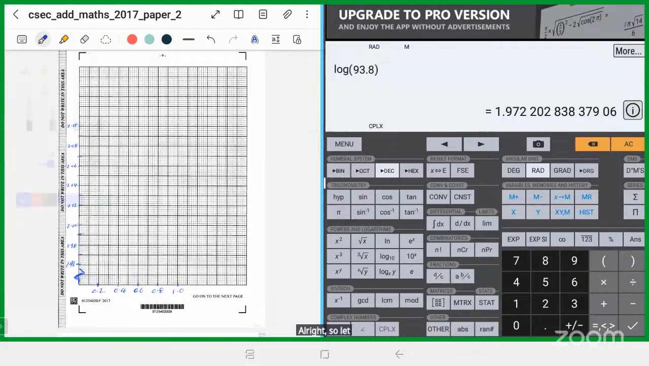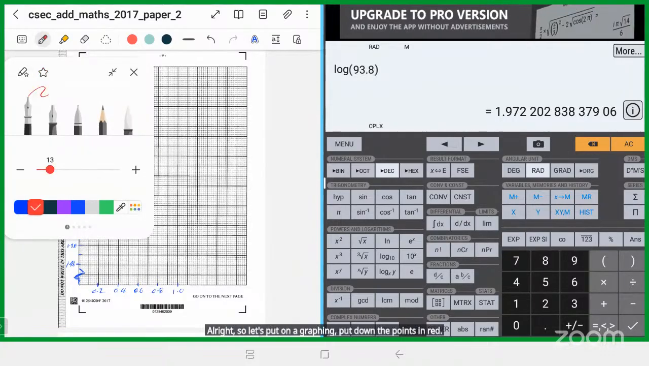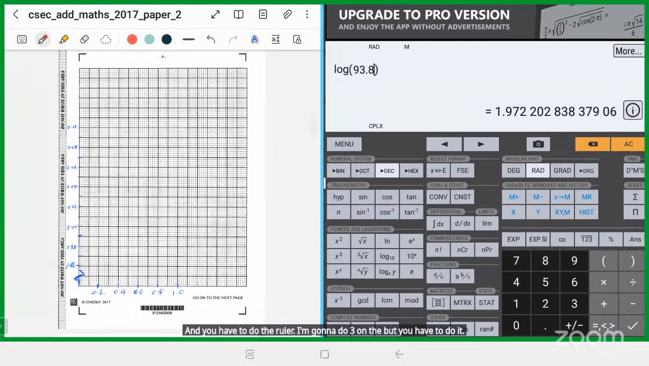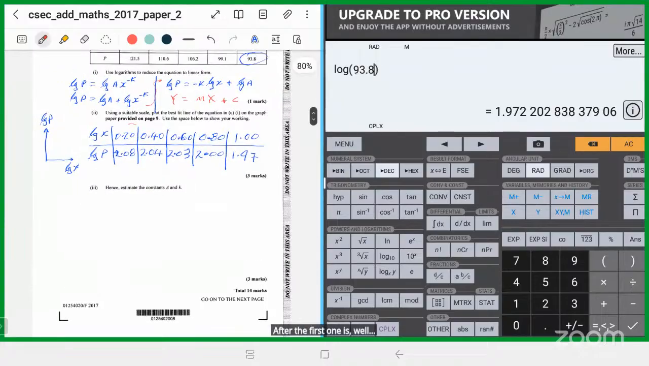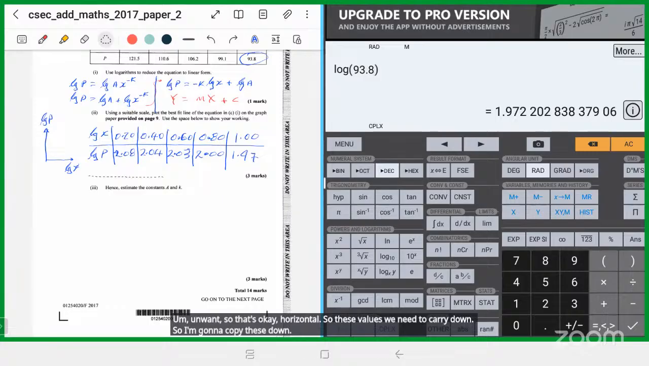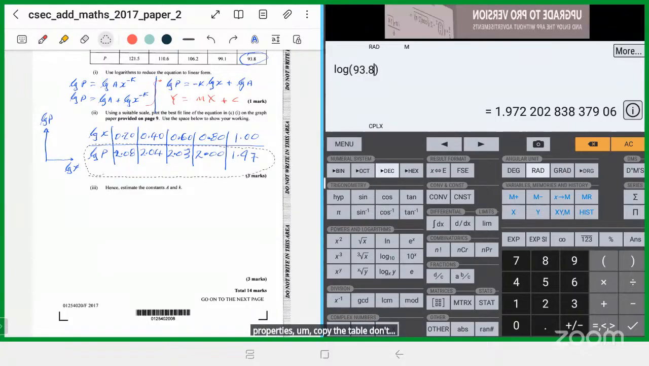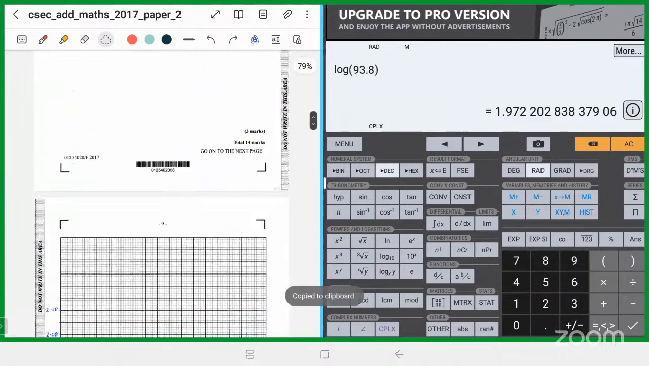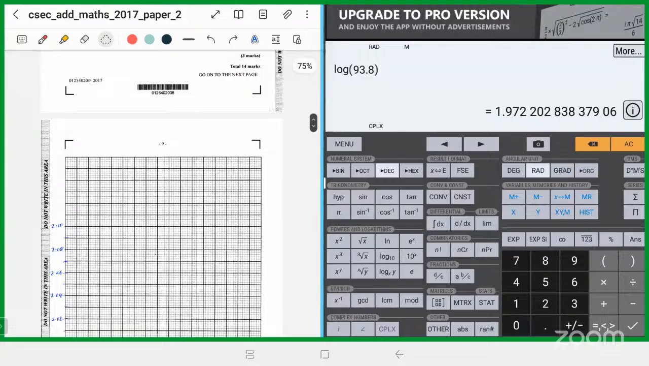Alright, so let's put on the graphing. Put on the points in red. And you have to do it with a ruler. I'm going to do it free-handed, but you have to do it with a ruler. So the first one is, every interval is 0.2, 0.4, 0.6, 0.8, and 1. That's okay horizontally. So these values we need to carry down. I'm going to copy the table down, copy these values down, and put them up here.